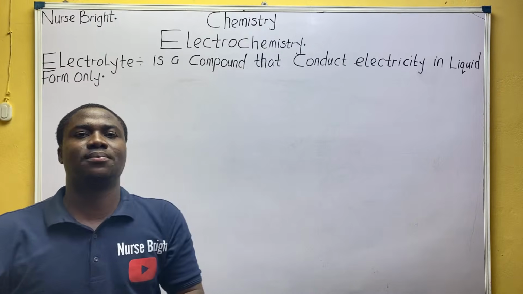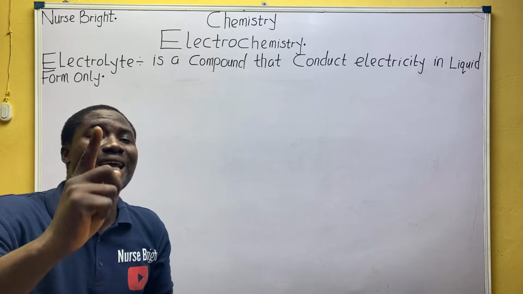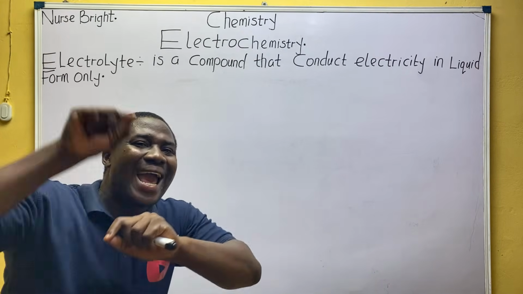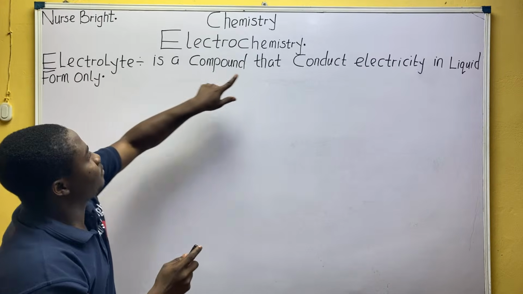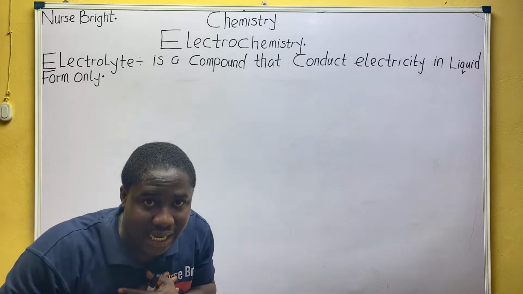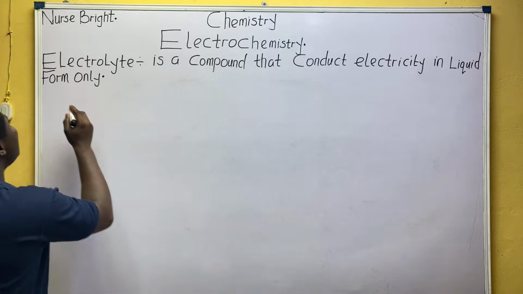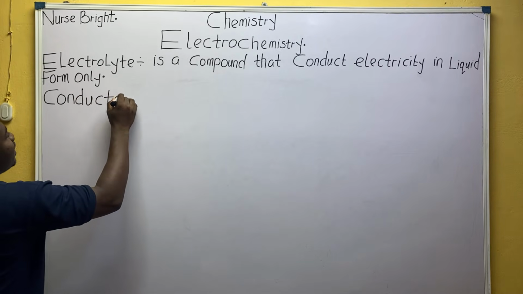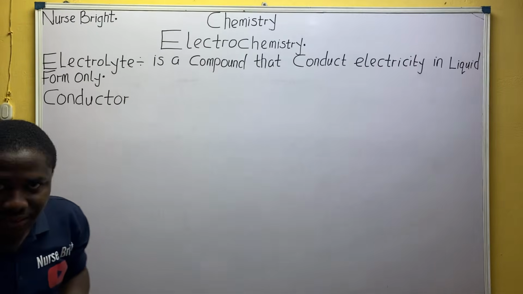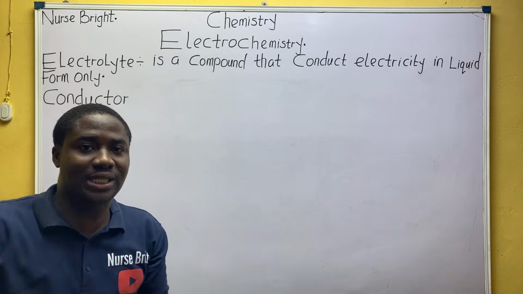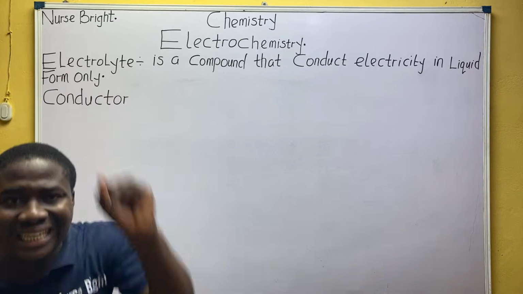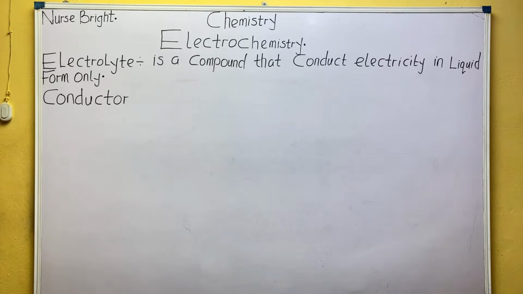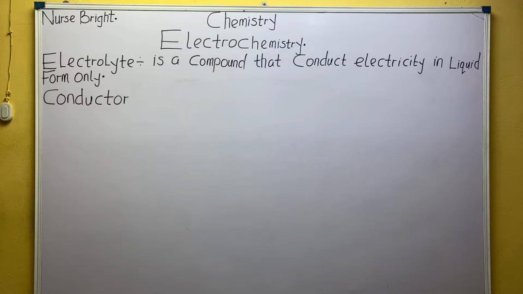Now, moving further. In that definition I told you, those ones you already know are not called compounds, they are elements. Elements that can also conduct electricity, those guys we simply call conductors. Those guys that can conduct electricity but are elements, we simply call them conductors, and not compounds. I believe you guys are following me.